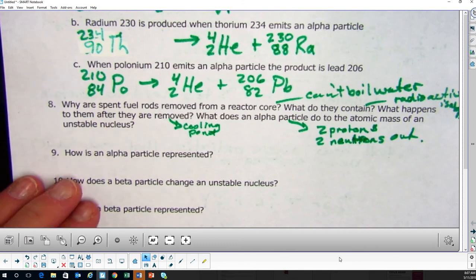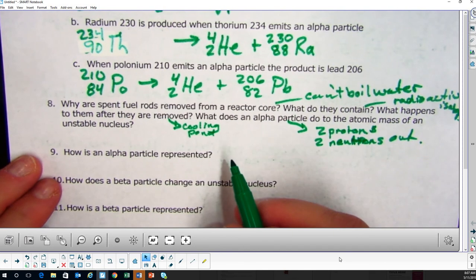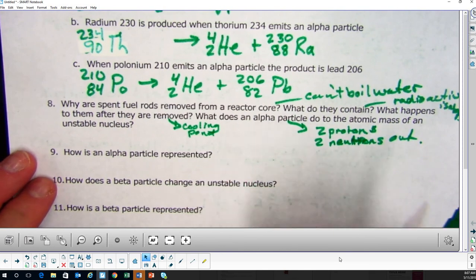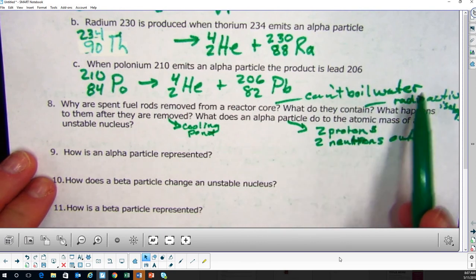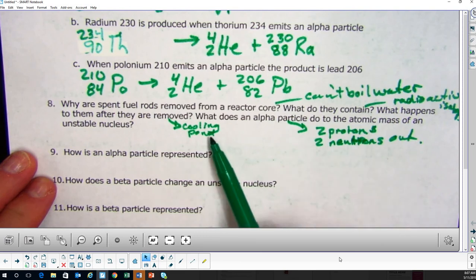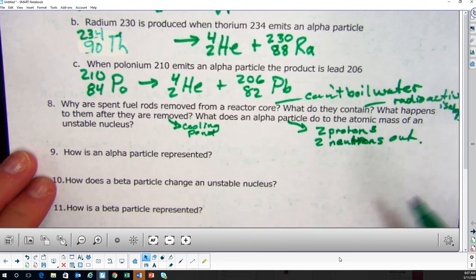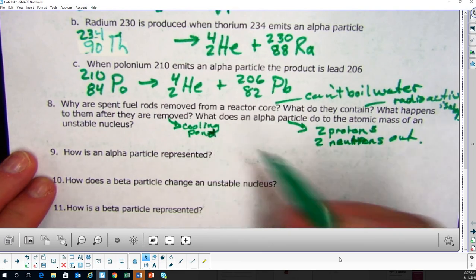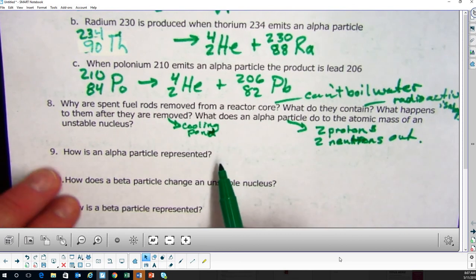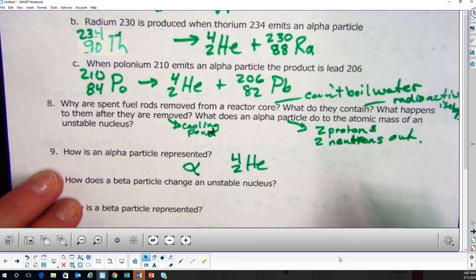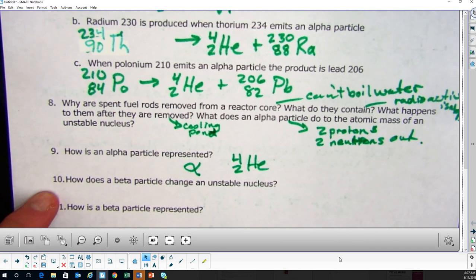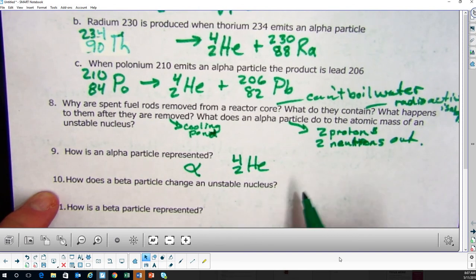Okay, so how is an alpha particle represented? Wait, what does that say? Can't boil water. No, the one that said after that. Cooling pond. Yeah, that's a D. Okay, so how is an alpha particle represented? We can represent it like this, but more often we represent it like this because we want to know the numbers, right?